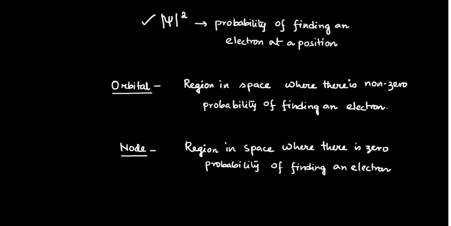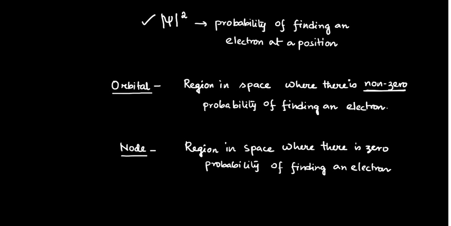Okay. So, what's an orbital? An orbital is defined like this. It is the region in space where there is non-zero probability of finding an electron. Okay. Non-zero means there's a chance of finding an electron. Actually, an orbital is the collection of those points where there is some probability of finding the electrons. But in reality, where the chances are very less, we don't consider them as orbitals, but where the chances are maximum, okay, that we consider as an orbital.